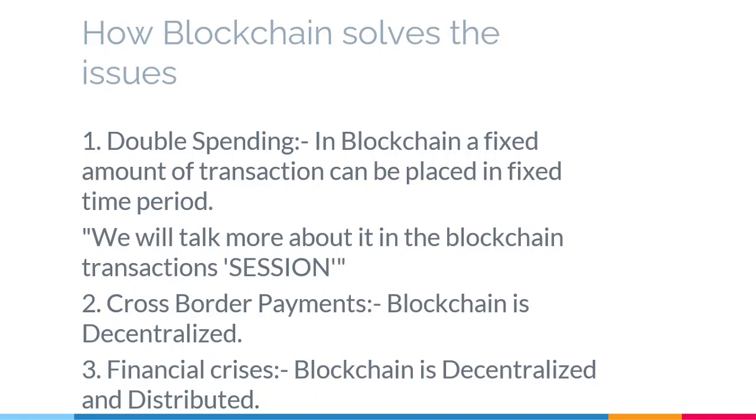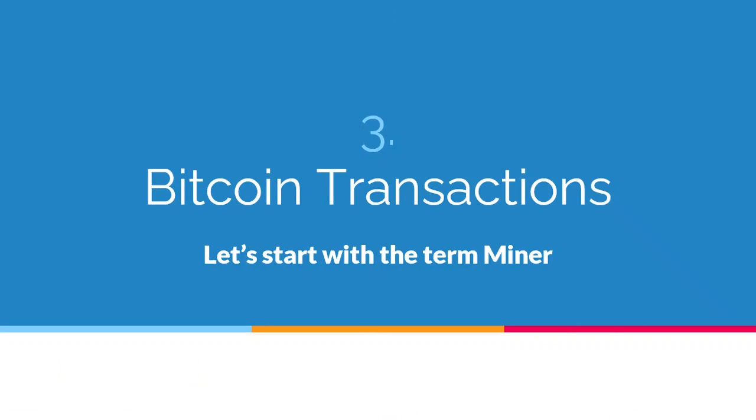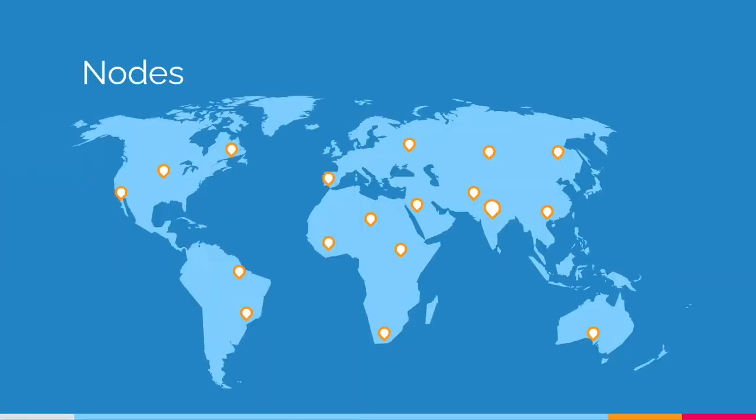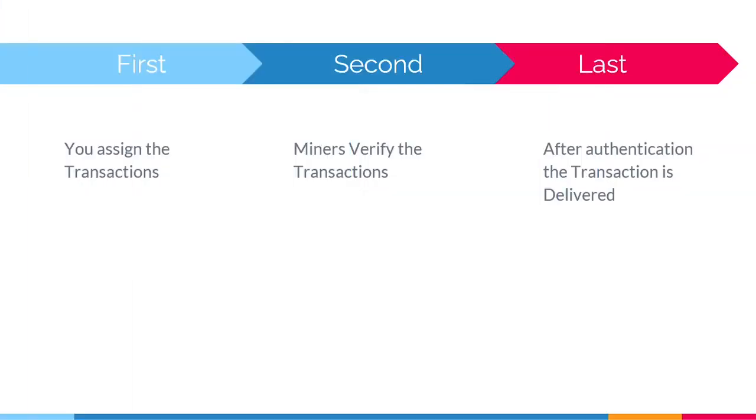Moving on to the next topic, what is a blockchain transaction and how is it performed. So let's start with the term miners. But before we talk about miners, we have to talk about nodes. Let me explain. Blockchain is a network of participants that are called nodes, but some special nodes are called miners. They verify your transaction with their computing power. That's why you have heard that blockchain uses an enormous amount of electric power to secure its network.